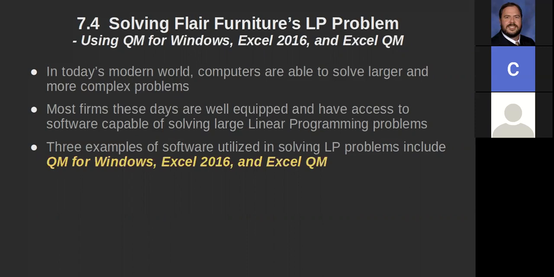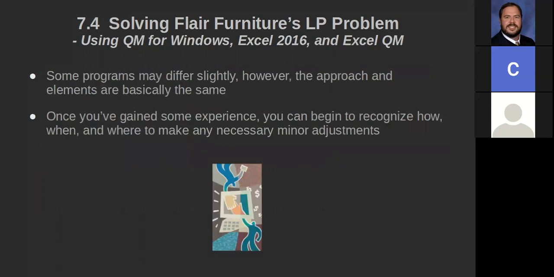We've truly come a long way in the past 50 years. Three examples of software that we can utilize to solve LP problems include QM for Windows, Excel 2016, and Excel QM. Some of these programs may be slightly different from one another. However, the approach and elements are basically the same. Once you have some experience with using them, they become like second nature. You begin to recognize how, when, and where to make some necessary minor adjustments, etc.